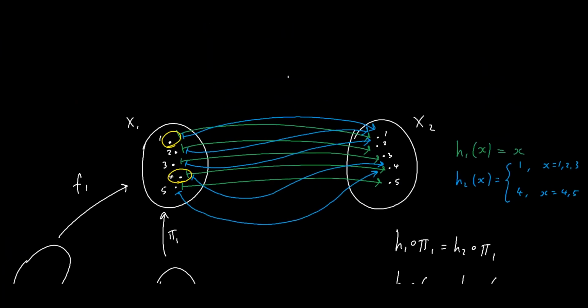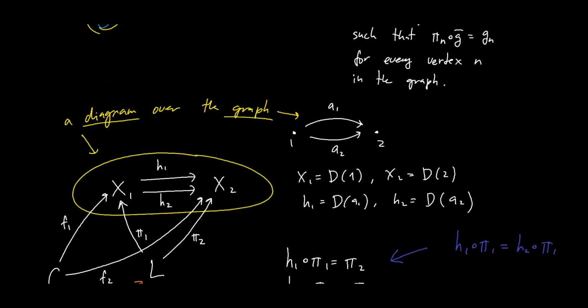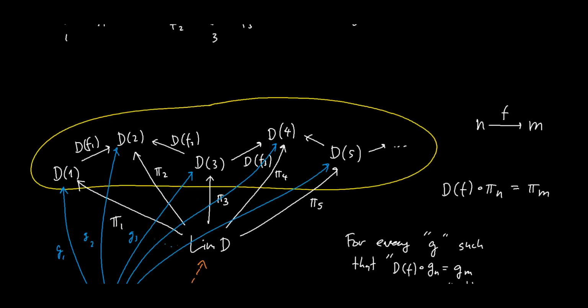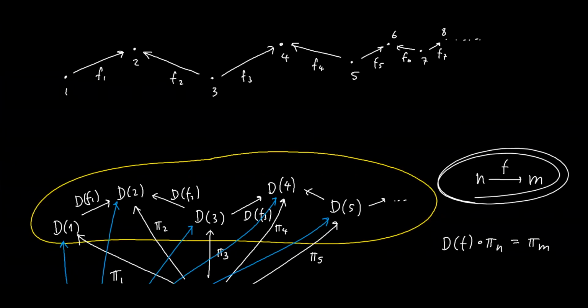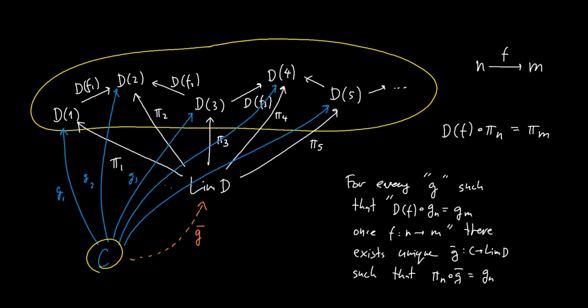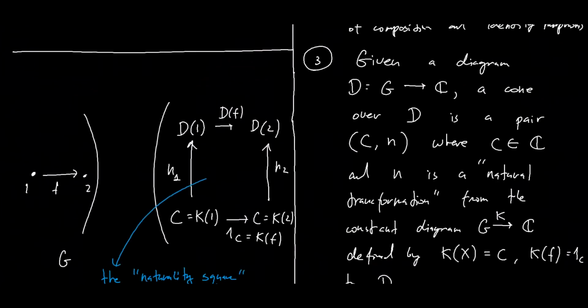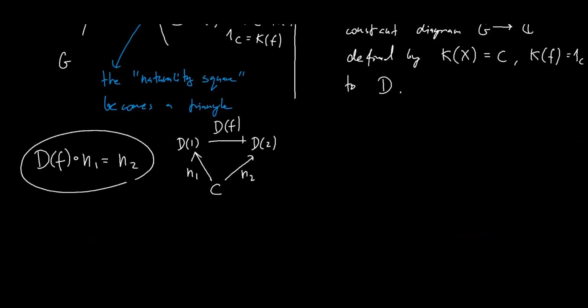If we go back here, remember we had this idea that for every F in my graph, I need to have this D of F composed with pi n equals pi m. So these are the triangles we were talking about there. And of course, this is exactly the same as that, except that now we are not calling them pi n, pi m. We're calling them instead N1 and N2.